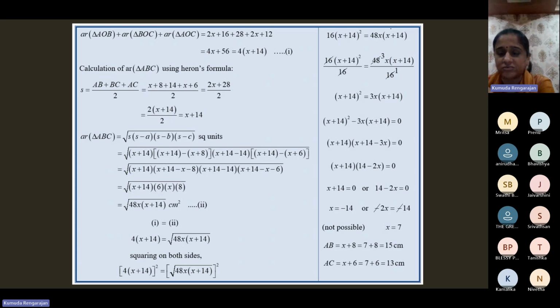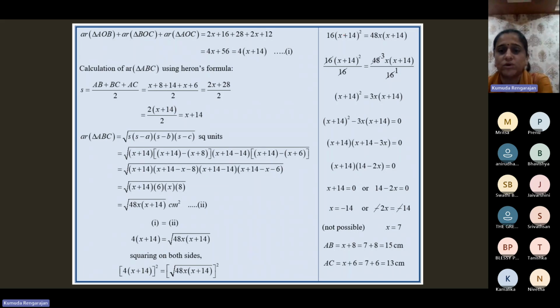x plus 14 is common on both the sides, but you should not divide by an expression which contains the variable, because if you're going to get two values for the variable, you lose one of the values. If you want to get both the values, you should not divide here by x plus 14.